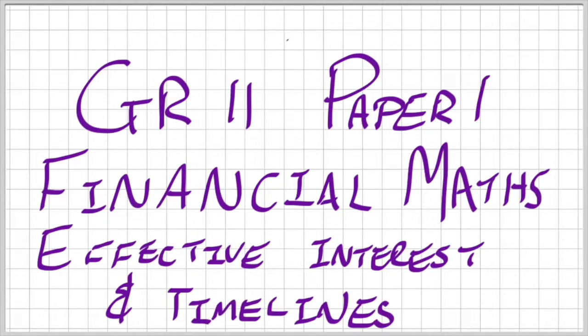I'm here now at video 2 about financial mathematics, handling the questions that were asked specifically in the Department of Basic Education, Gauteng question paper in 2020. When we look at the second question, it's all about effective interest rates. Wink, wink, nudge, nudge. They love to ask effective interest rates and also timelines.